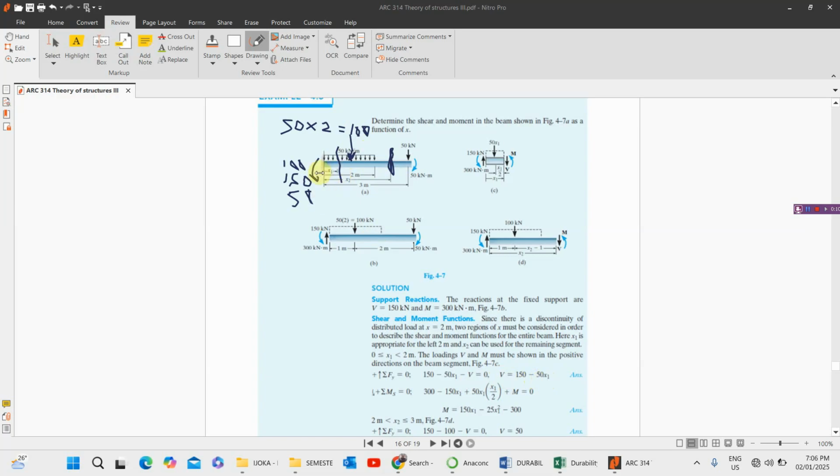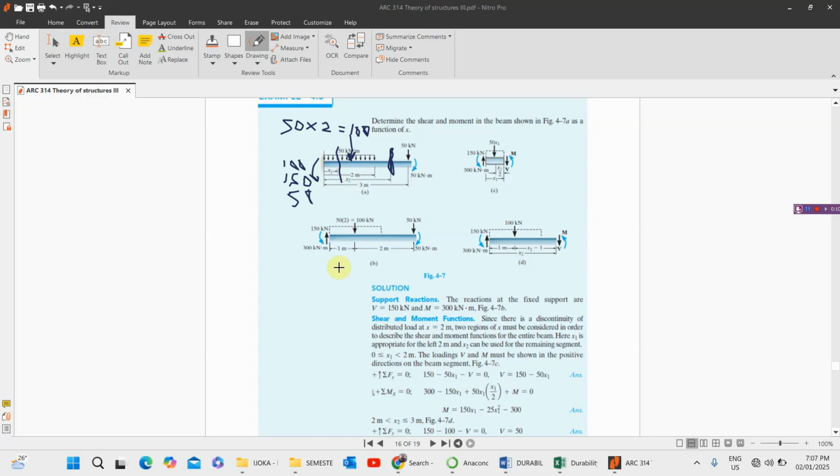That 150 is not debatable, because that's the calculation we arrived at in the beginning. 100 plus 50 is 150. We can't change it. We can't just say that because we are making the cut we only consider what is there. No, the essential point is that we have to calculate the support reaction, and the support reaction here is 150, so we have to take it into consideration. And the moment is 300 kilonewton meter, so we have to consider that when we do the calculation for the moment.